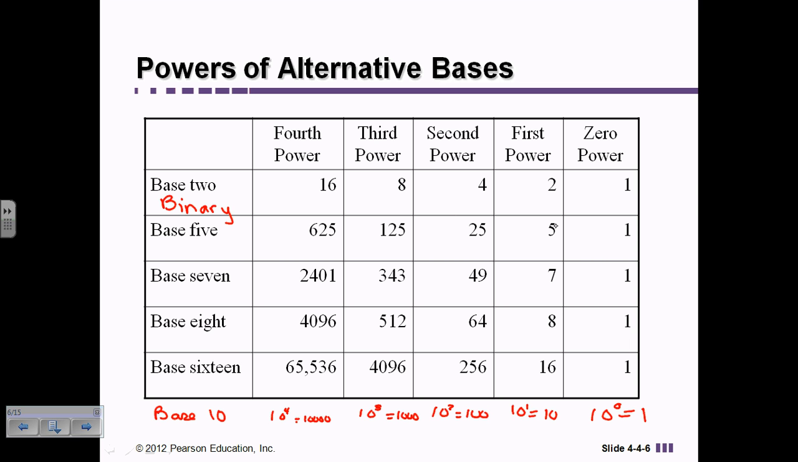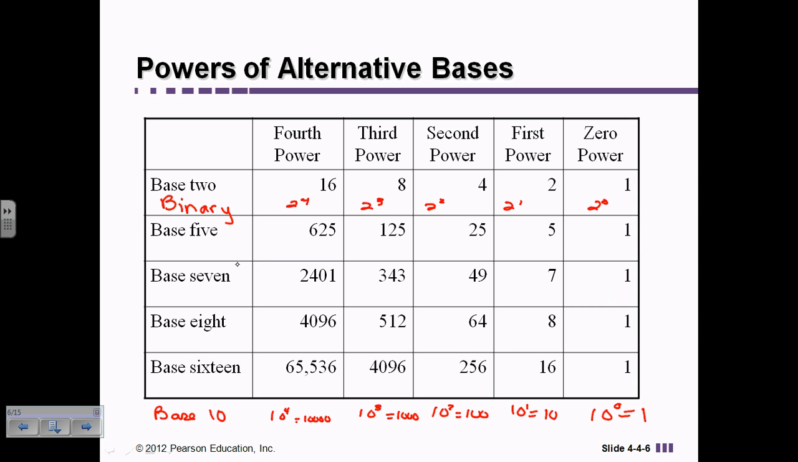In a base 2 system, which we call binary, we use 2 as your base. So this would be 2 to the 0, 2 to the first, 2 to the second, 2 to the third, 2 to the fourth. So 2 to the 0 power is 1, and then 2, 4, 8, 16. So binary is what we use with computers. Computers store all information in a binary number system.